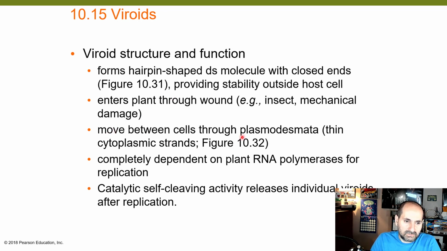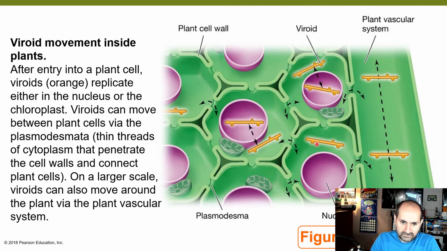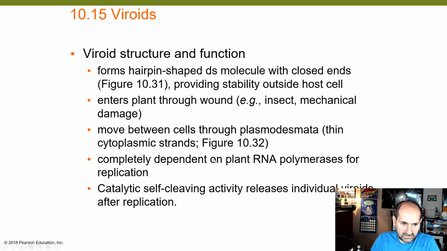Then the viroid can move between the cells through the plasmodesmata. These are thin cytoplasmic strands. So you can see here, once the double-strand RNA, this orange stuff, is inside, it can move from cell to cell through these tiny holes, which are called plasmodesmata in plant cells.